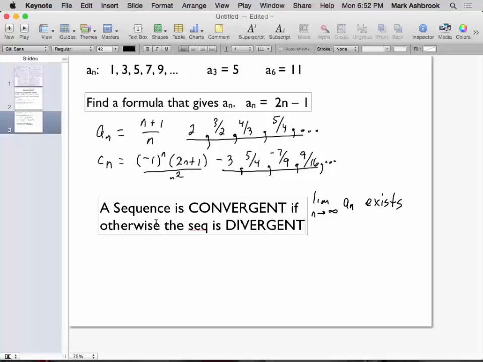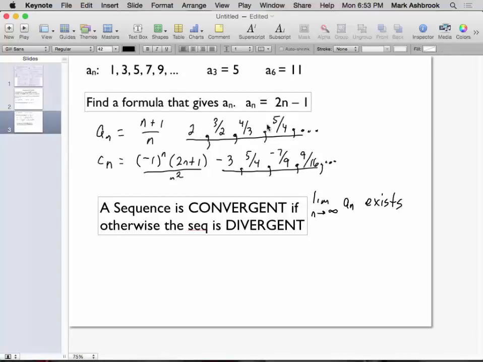Okay, so let's go back to the ones we looked at here. What about 2n minus 1? Convergent sequence or divergent? Does that list of numbers converge in on a particular number and get as close as you would ever want to that number? No. This just gets bigger and bigger. That's divergent. It just gets as big as you want. So that's not convergent.